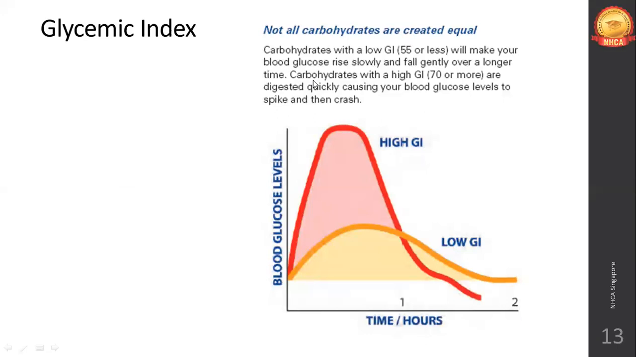So glycemic index, not all carbohydrates are created equal. Even if you have the same portion size of different kinds of food, the blood sugar spike that you get from this is completely different. Carbohydrates that have a low glycemic index, 55 or less, will make your blood glucose level rise very slowly and fall gently, as compared to high glycemic index food.